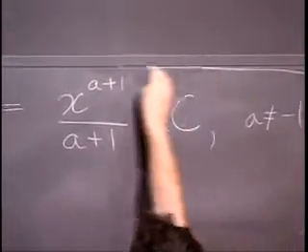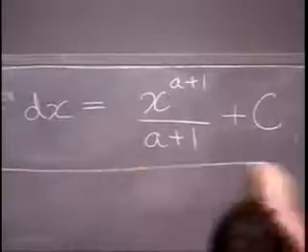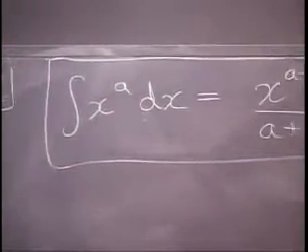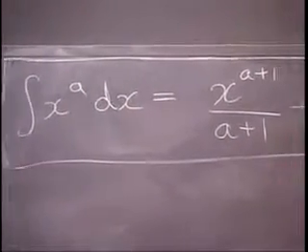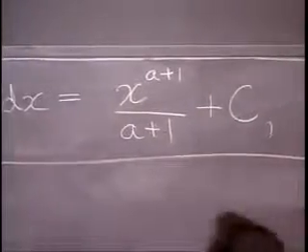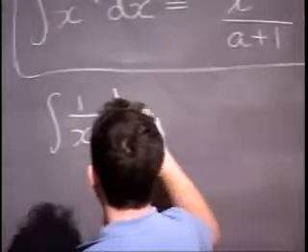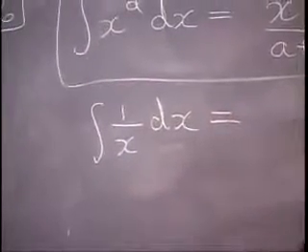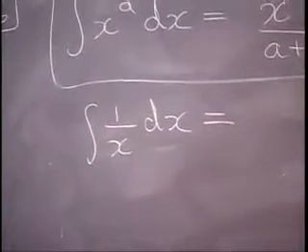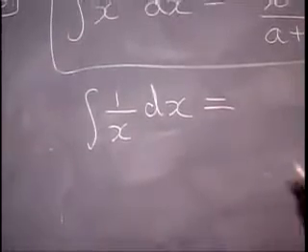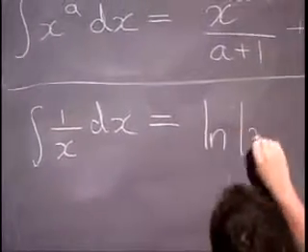So this is a very useful formula. If a equals minus 1, of course, you'd have a 0 in the denominator. So what happens when a equals minus 1? We want to find the integral of 1 over x. Well, I'm going to tell you what the answer is. It's log of the absolute value of x.